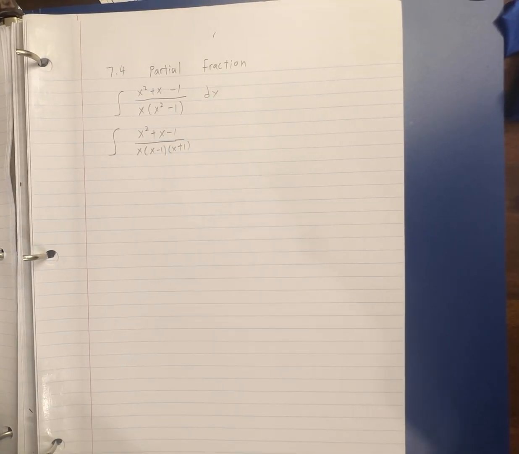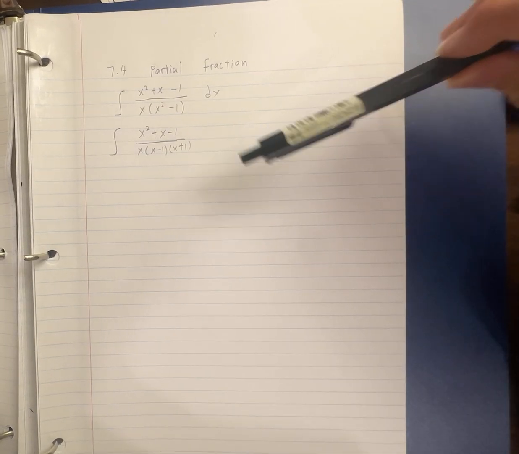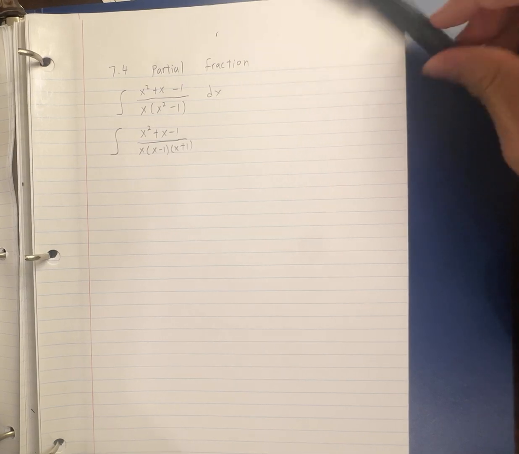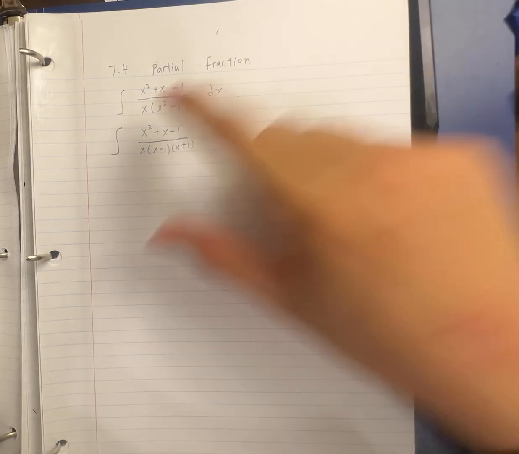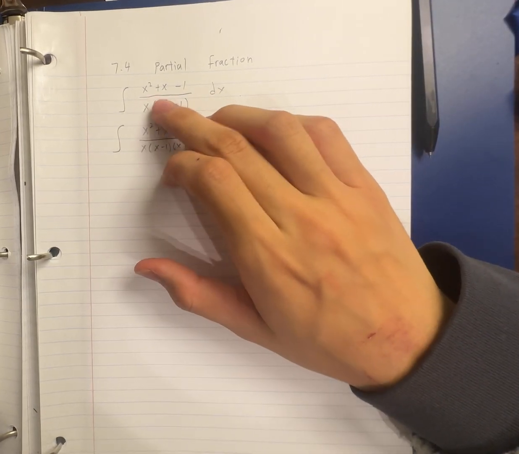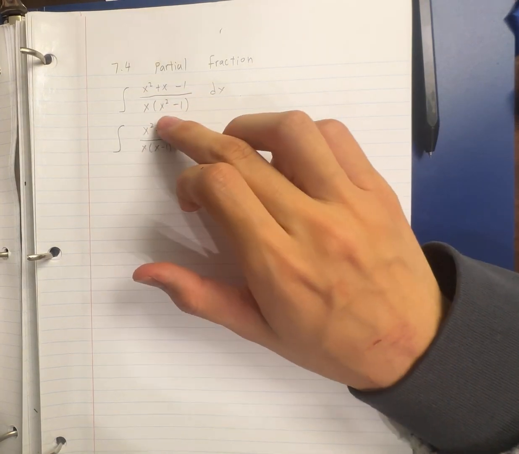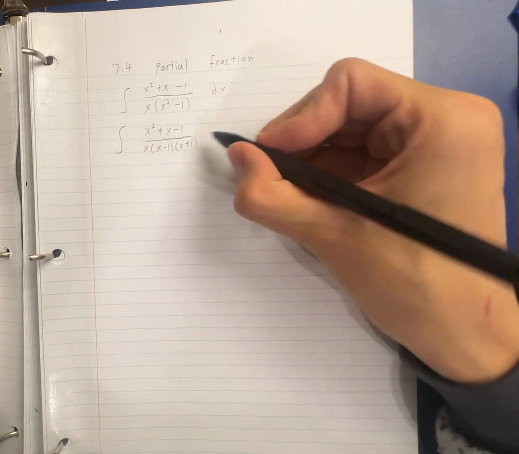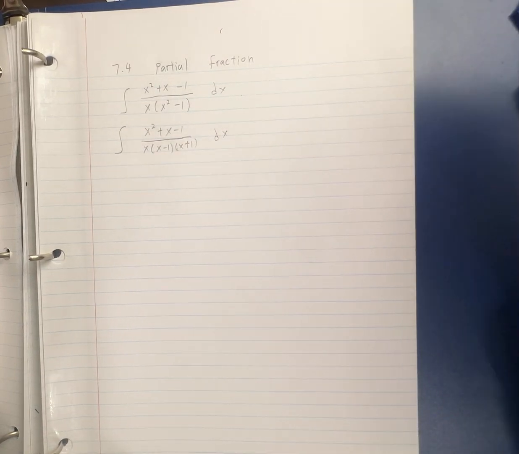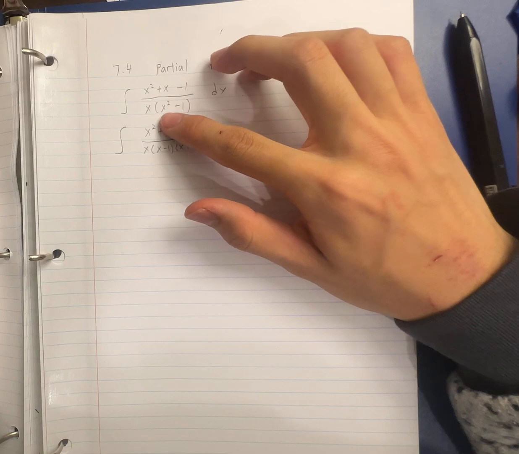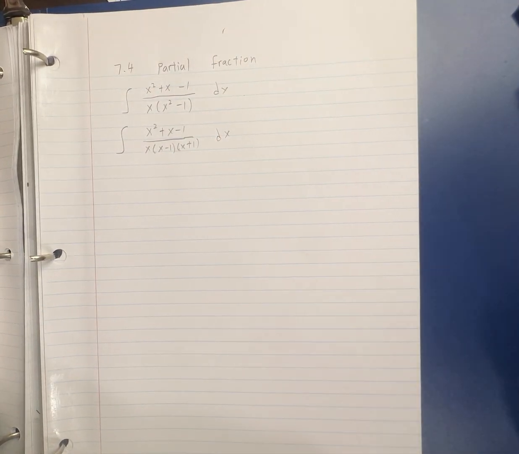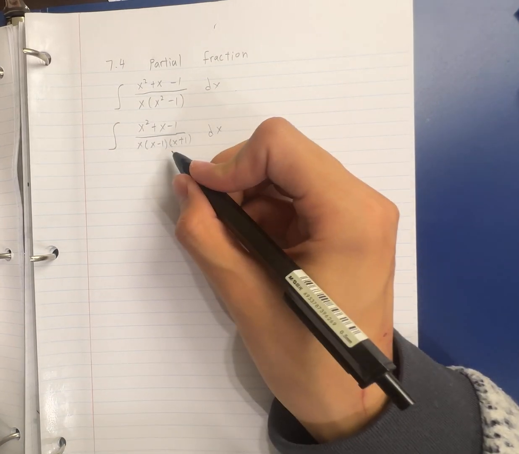Today I'll be showing you guys how to solve an example question from 7.4 partial fraction. And I have my question over here: x squared plus x minus 1 over x times (x squared minus 1) dx. For this step, I basically just turn x squared minus 1 into (x minus 1) and (x plus 1), which is also the first step.